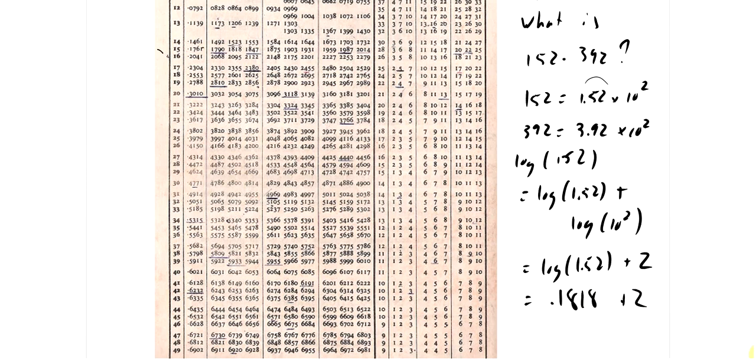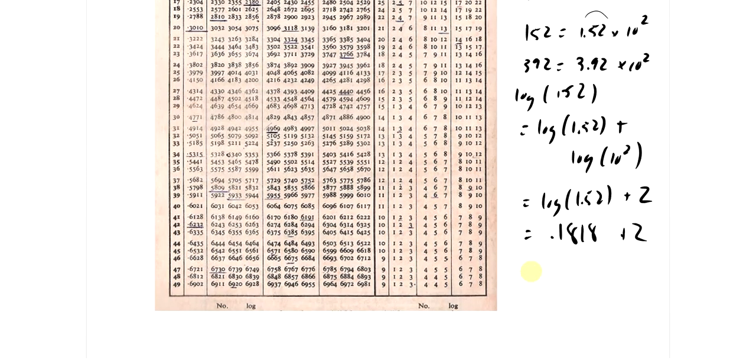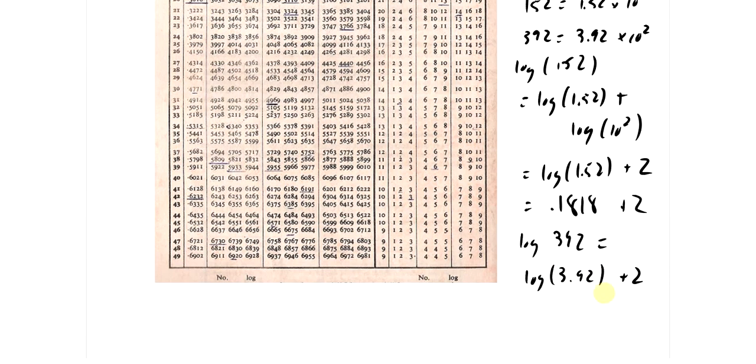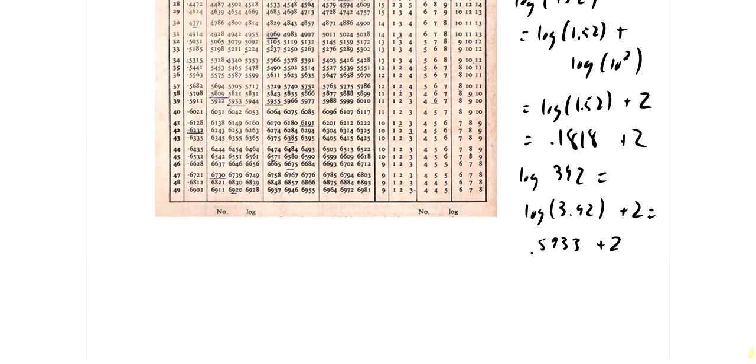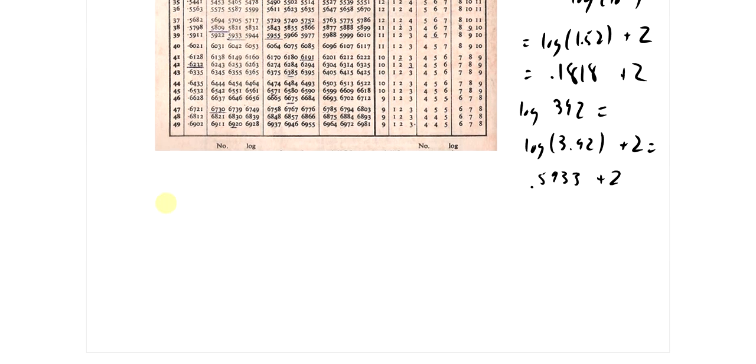Great. Likewise, log of 392 is log of 3.92 plus 2. And what's log of 3.92? Well, go to 39. 0.5933. Great. So we'll leave that there, and we'll say we're trying to figure out what's 152 times 392.